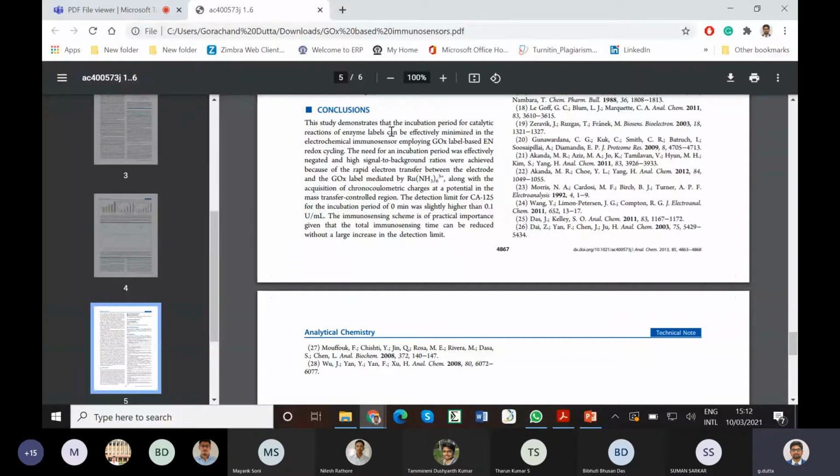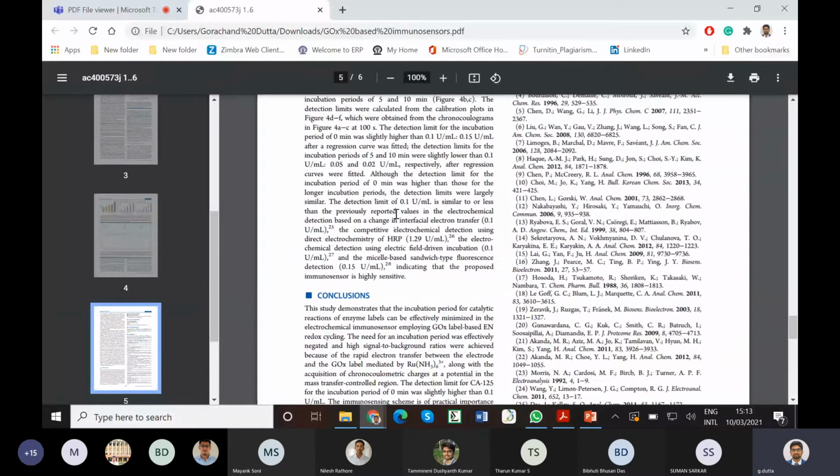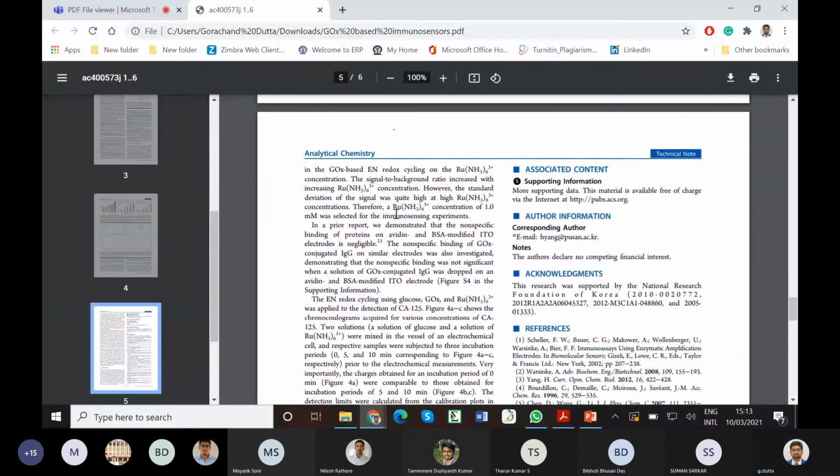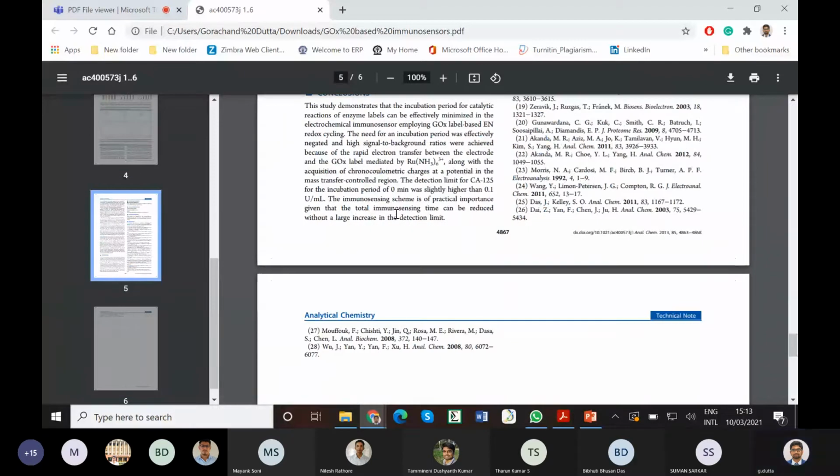So what do they say? This study demonstrated the incubation period of the catalytic reaction levels can effectively minimize. So, blah blah, these things they mention, and they mention the 0 minute case detection limit. What will be the detection limit? So everything they mention. Then the whole summary will be visible in front of you, what actually they did.